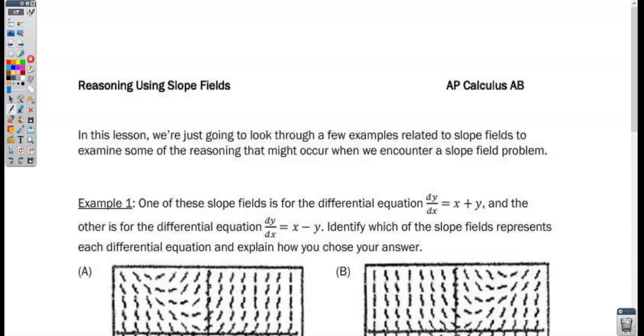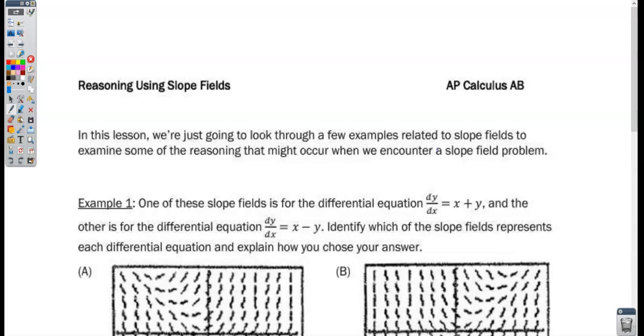Alright everybody, welcome back. We are talking about section 7.4 of AP Calculus in this video, reasoning using slope fields. Basically in this lesson, all we're going to do is go through a few examples related to slope fields, some questions that we might answer, and we're going to talk about some of the reasoning that might occur when we encounter a slope field problem, like one of these.